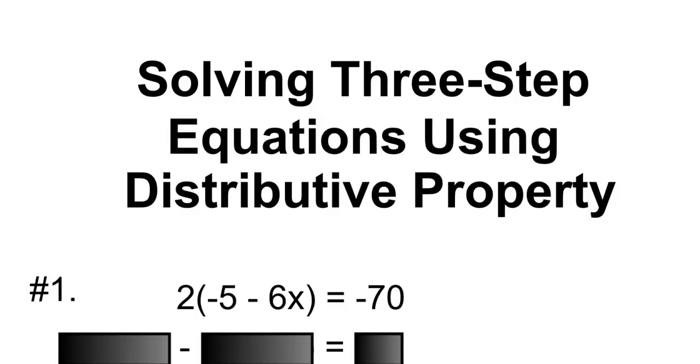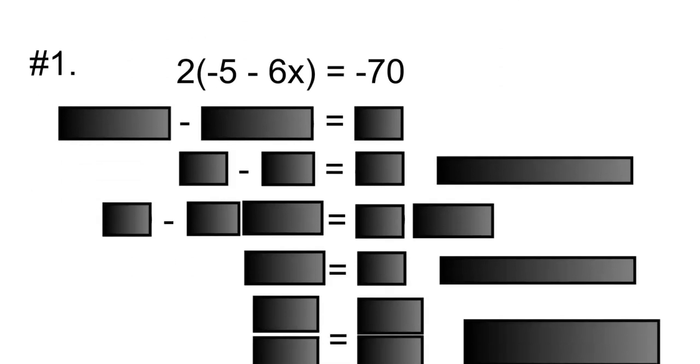Solving three-step equations using distributive property. Number 1: 2 times (negative 5 minus 6x) equals negative 70.